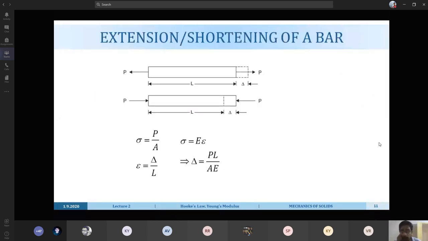Now we will use this concept of Hooke's law to find the elongation or shortening of a bar. Suppose we have a bar subjected to tensile as well as compressive load. We can write sigma equals P by A, and strain is delta by L, the elongation by the original length. With Hooke's law, sigma equals E into epsilon, we can calculate delta equals PL by AE. This is the basic formula for calculating the elongation of an axially loaded bar.